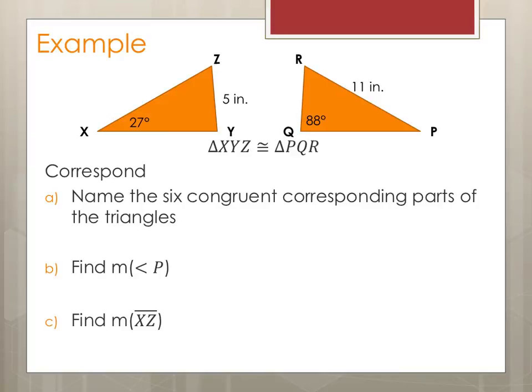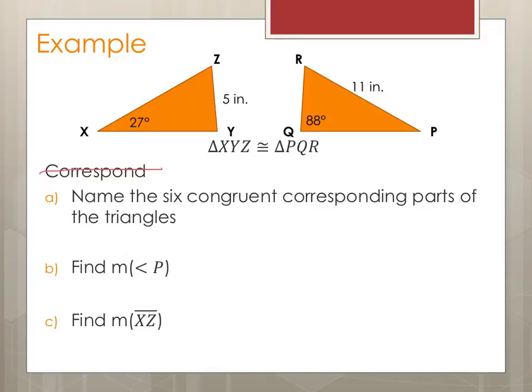Let's look at an example. Here the triangle XYZ is congruent to, see we've got the equal sign with the tilde. That notation is really important. XYZ is congruent to triangle PQR. So excuse my typo here. We want to name the 6 congruent corresponding parts of these triangles. So all the angles and all the edges.